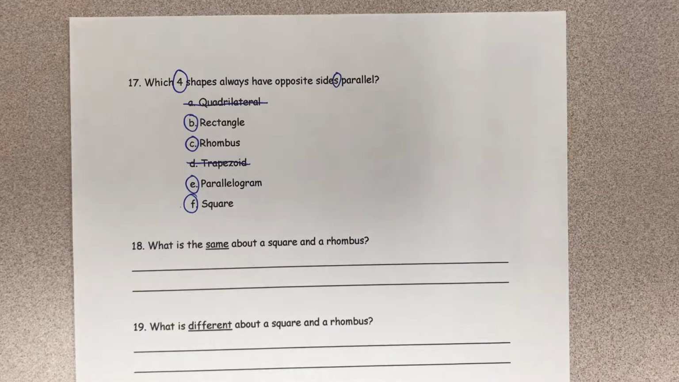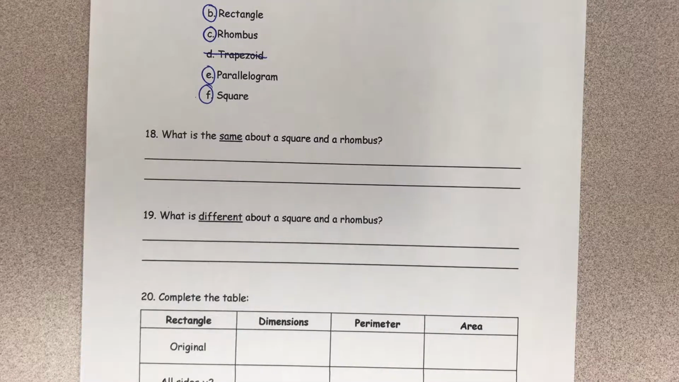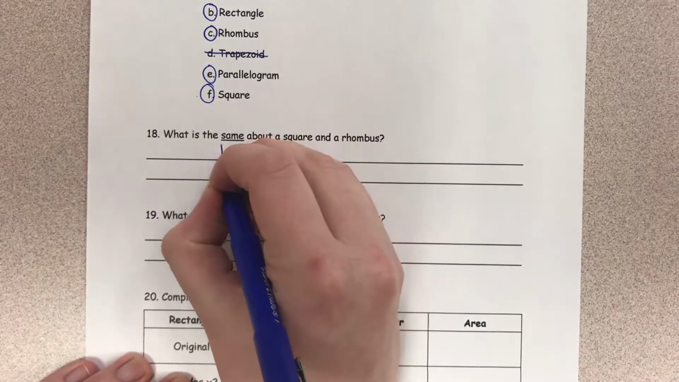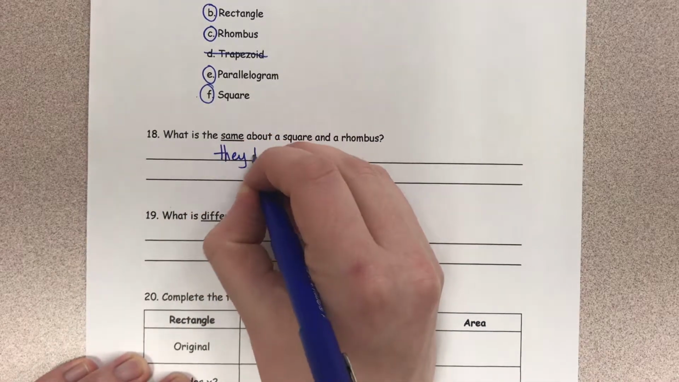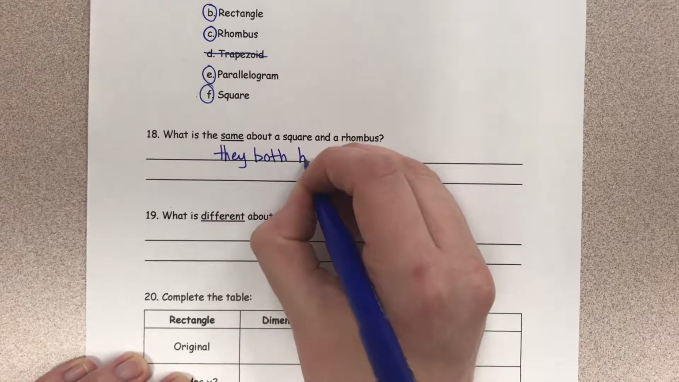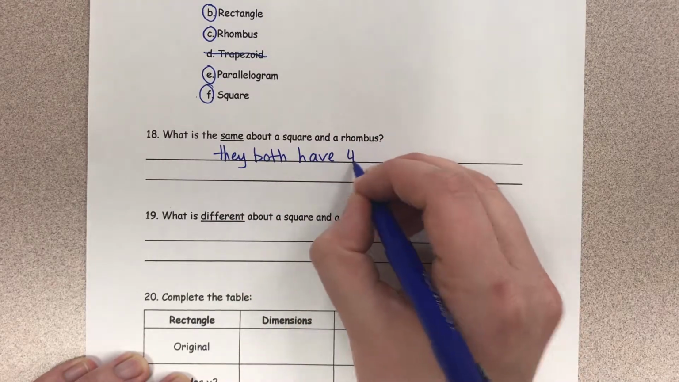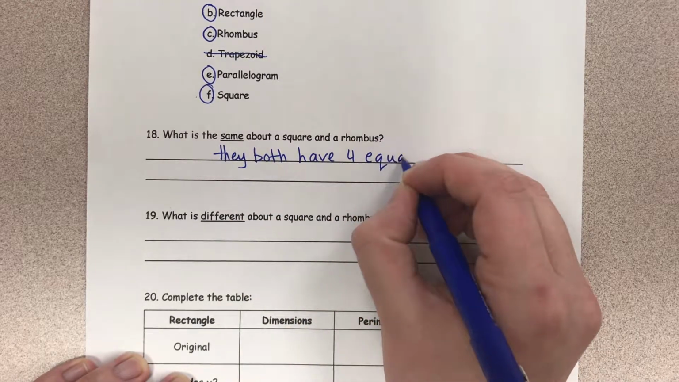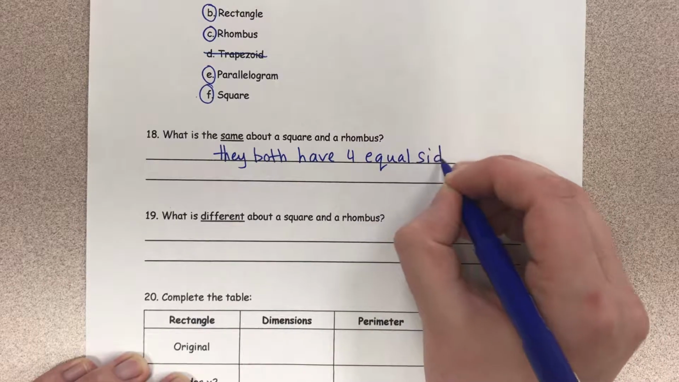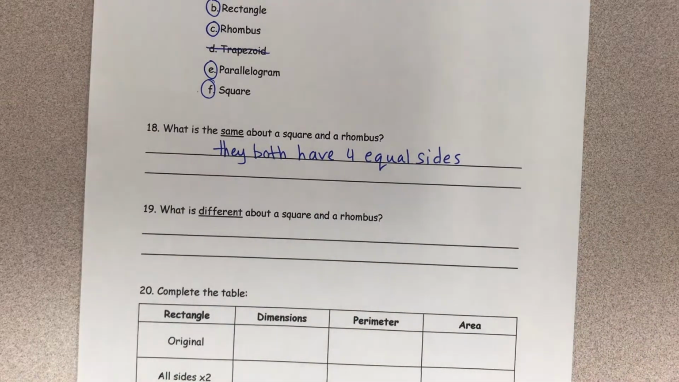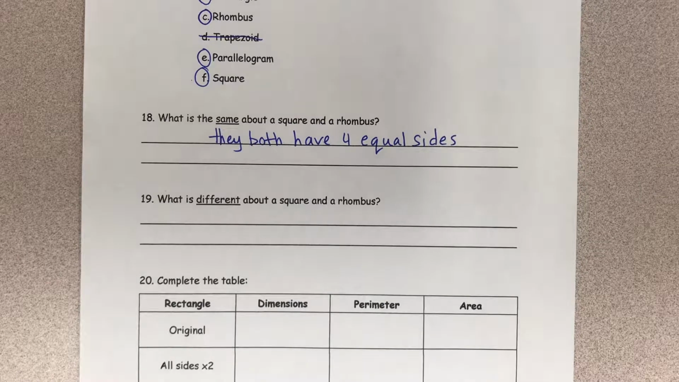All right, now let's move on to number 18. What is the same about a square and a rhombus? Well, the only thing they have in common is that they both have 4 equal sides. That's the only thing that they have in common. Okay, and so number 19 asks, what is different about a square and a rhombus?